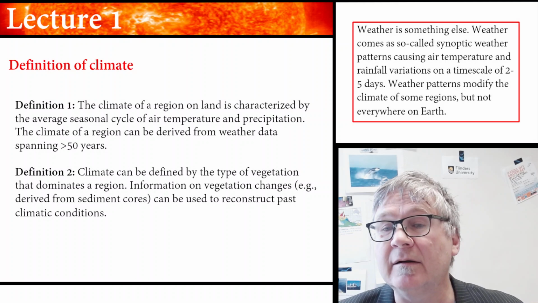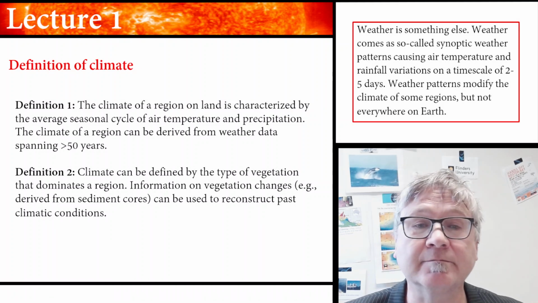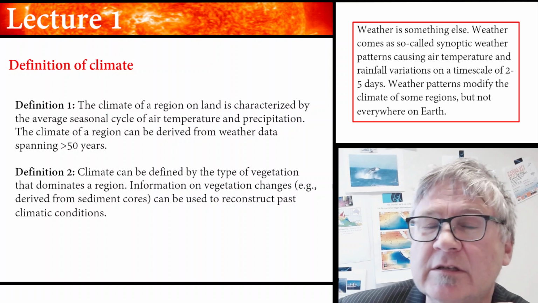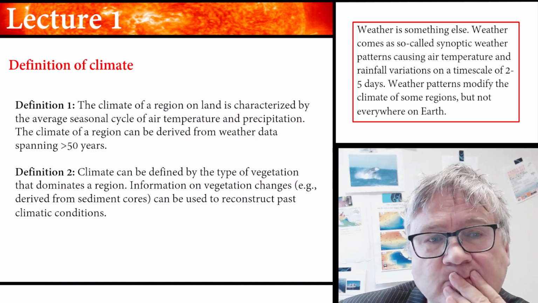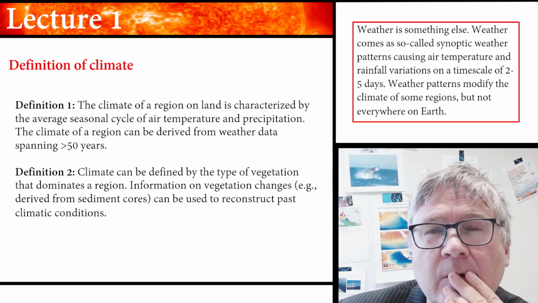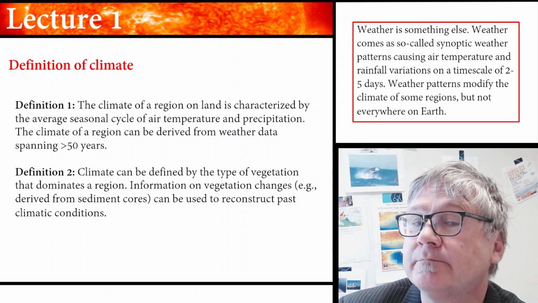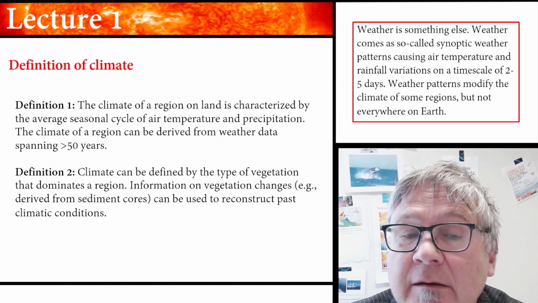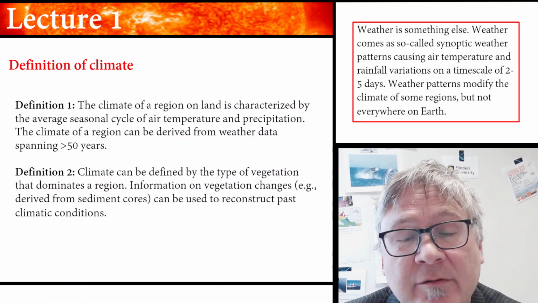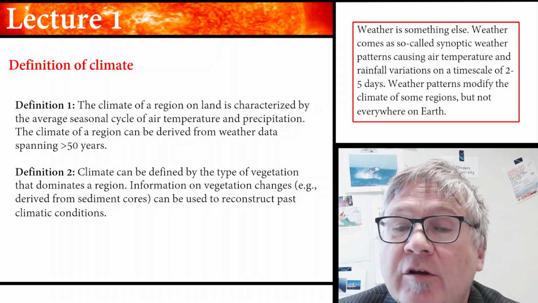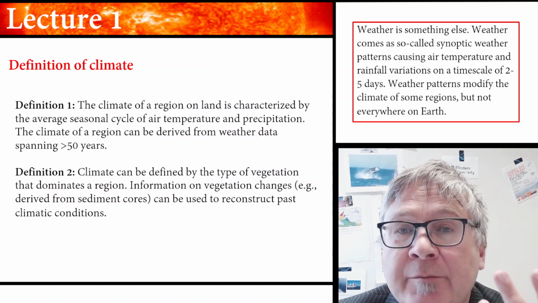Definition of climate. So, how do we define climate? Definition number 1, you can define the climate of a region by the average seasonal cycle of air temperature and precipitation.